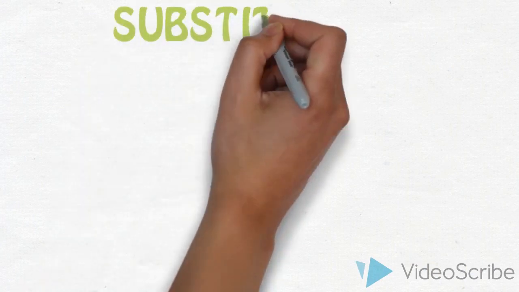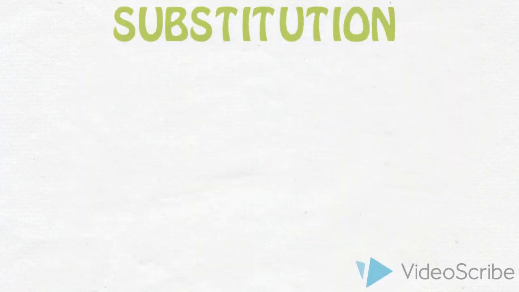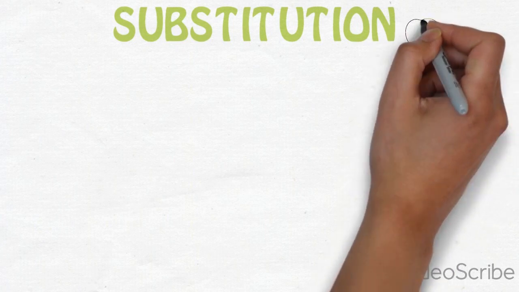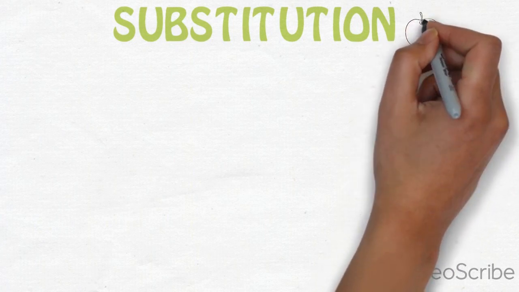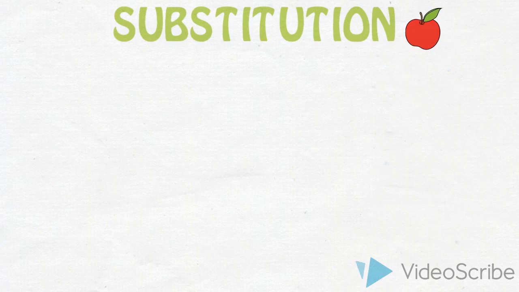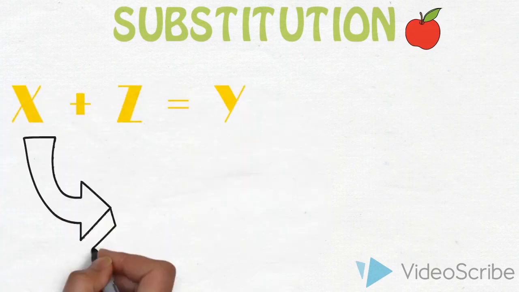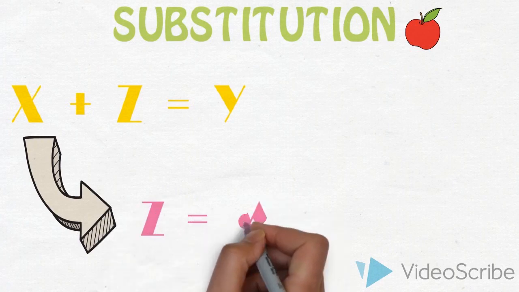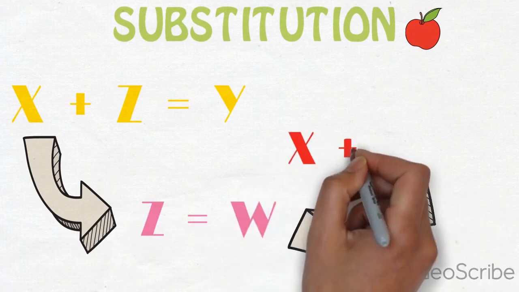The fourth property is called substitution, which can be defined as a property in which we have an element that has one value in an operation and we use this value for another one, as in x plus z equals y, z equals w, so x plus w equals y.